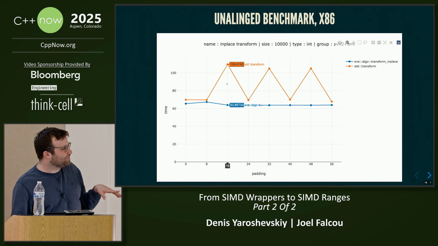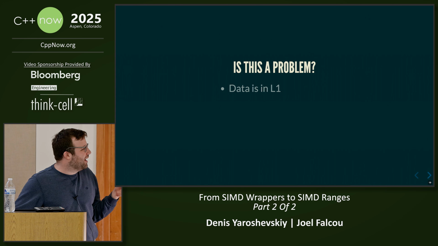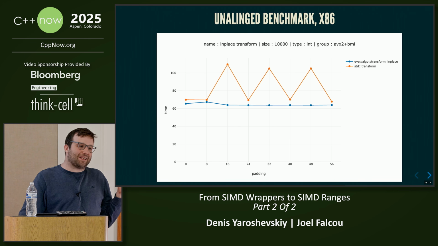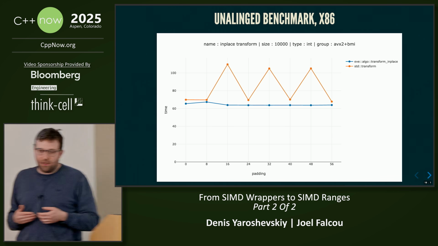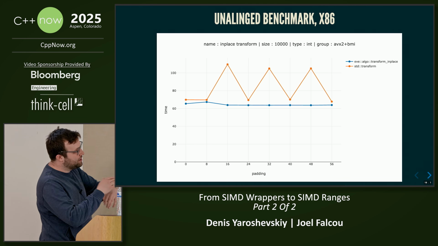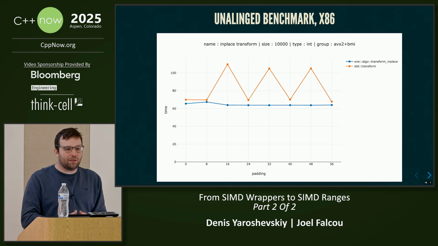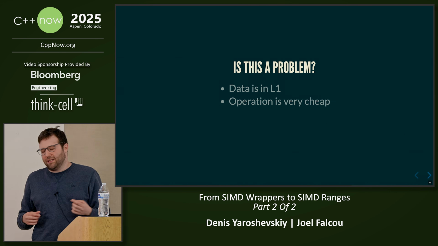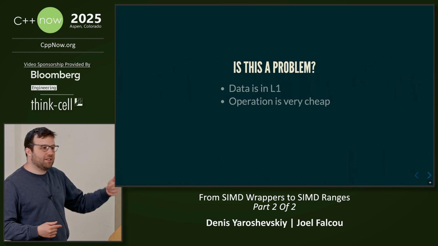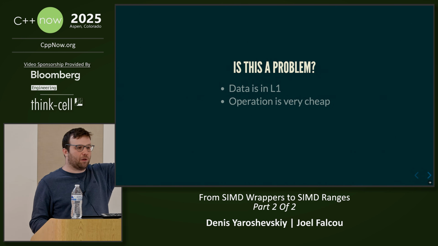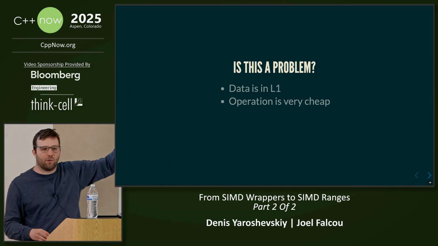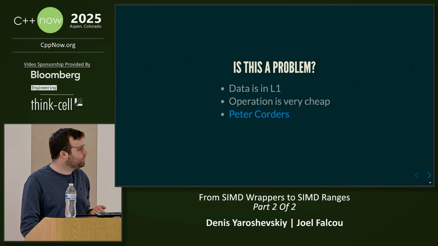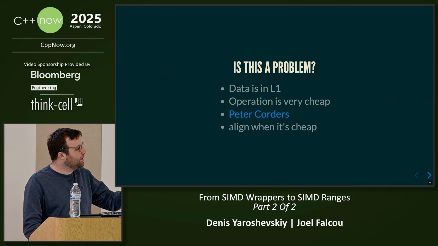I showed this to Peter Cordes, and he had a couple of objections. One is that the data is in L1. This is a microbenchmark. He says that if your data is not fitting into cache, you will not see such a big difference. Second objection is that the operation is very cheap. We just do plus, so we are completely dominated by loads and stores. As long as you do something more fancy, it will go away because you have time to do the store and the load. So this is his answer.